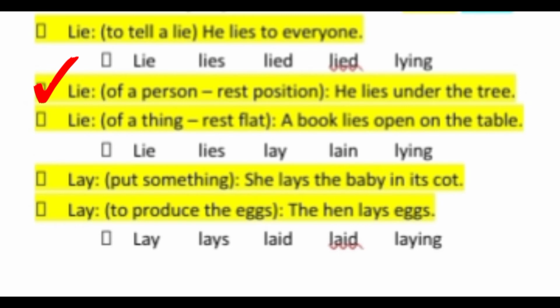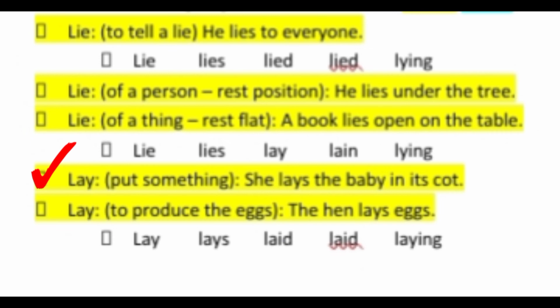Number 2, lie means rest position of a person. Means किसी शख्स या जानवर का लेटना. He lies under the tree. Third one, lie means rest flat of a thing. किसी चीज़ का पड़े होना. A book lies open on the table. इन दोनों की forms हैं lie first form lies, इनकी second form है lay and third form lain and fourth form lying.